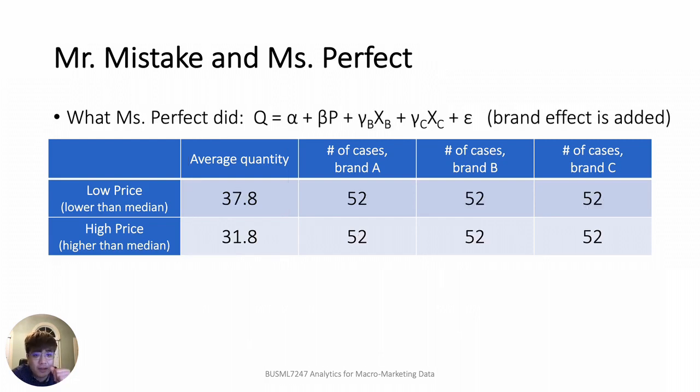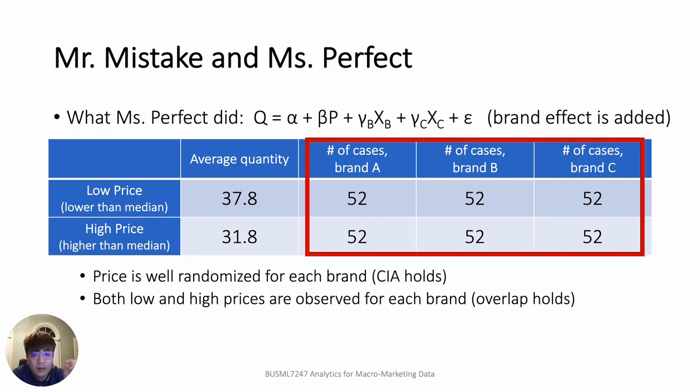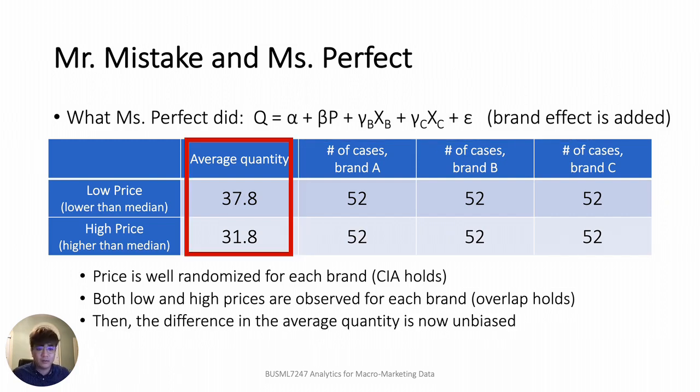On the contrary, Ms. Perfect added the brand dummies into the regression. With the dummies, the price is now well randomized for all brands, implying that the CIA holds, and both low and high prices are observed for all brands, indicating that the overlap condition also holds. So, the difference in the average quantity is now unbiased.